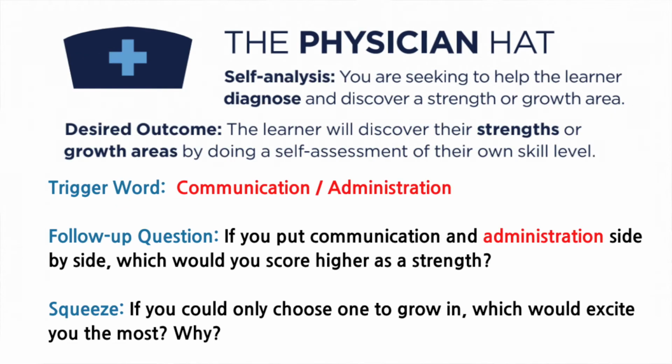Now let me illustrate it using the physician's hat. Again, we go back to our launching question, the same answer, but this time I'm going to choose trigger words communication and administration. So I ask, if you could put communication and administration side by side, which would you score higher as a strength? And then he might answer, well, that's really tough. I'm probably a 3 as a communicator and a 3.2 in administration.